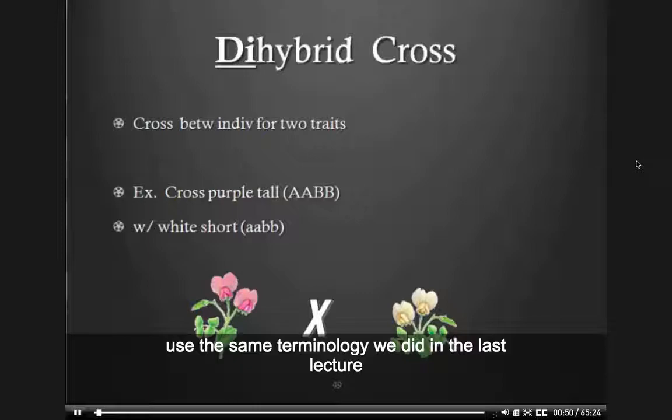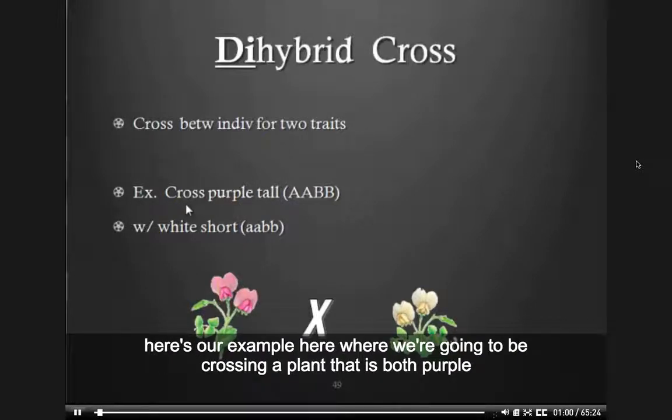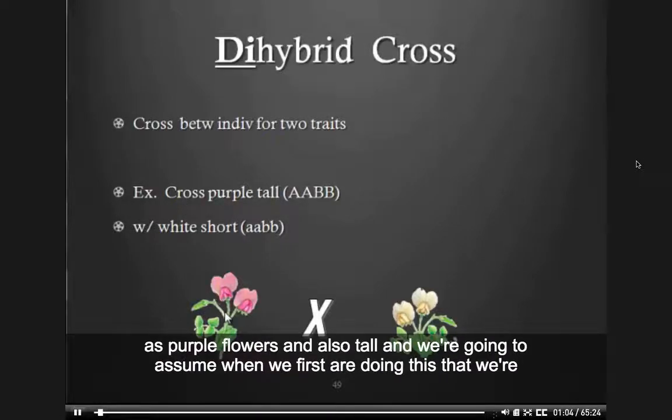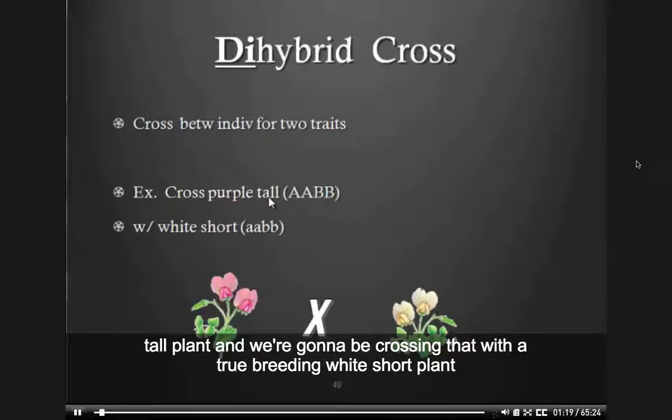We're going to use the same terminology we did in the last lecture, that is between being dominant and recessive and being homozygous and heterozygous. Here's our example where we're going to be crossing a plant that has purple flowers and is also tall. And we're going to assume when we first start doing this that we are beginning with true breeding plants again. So we have a true breeding purple tall plant, and we're going to be crossing that with a true breeding white short plant.